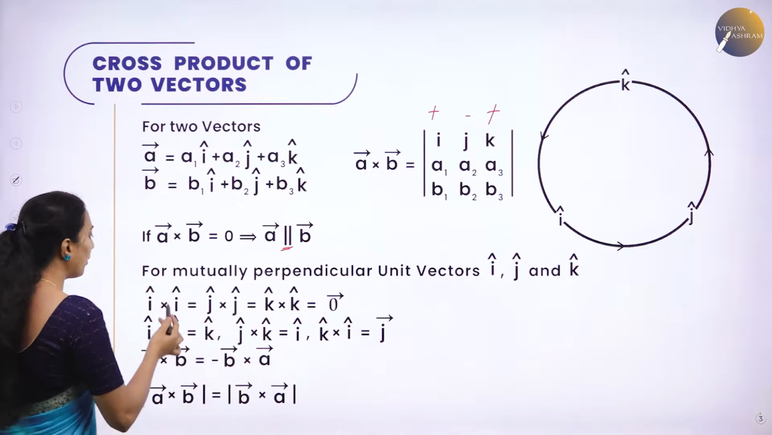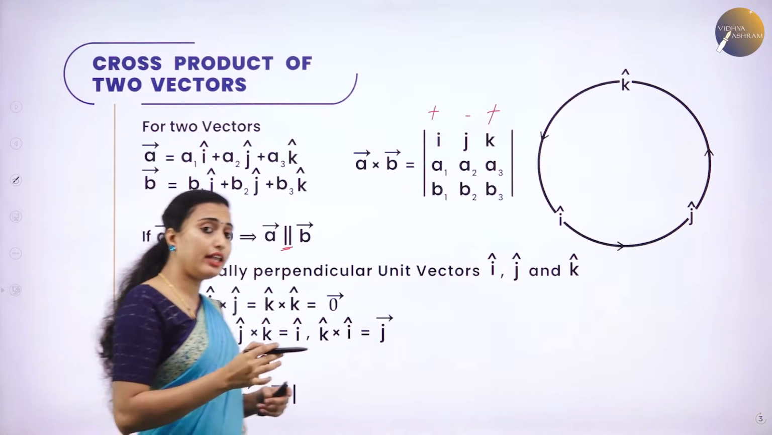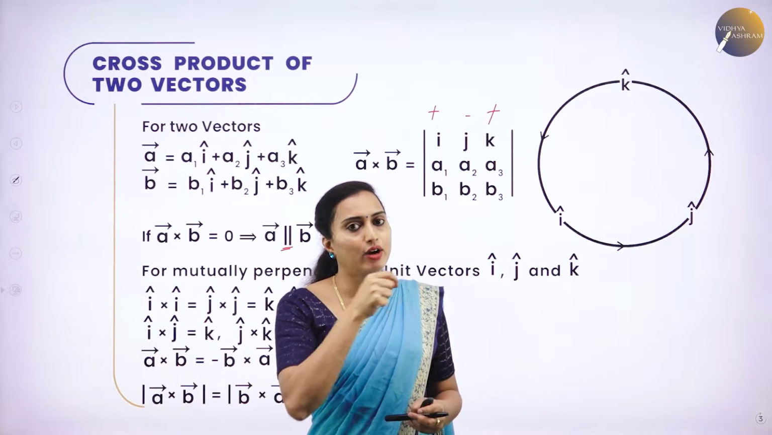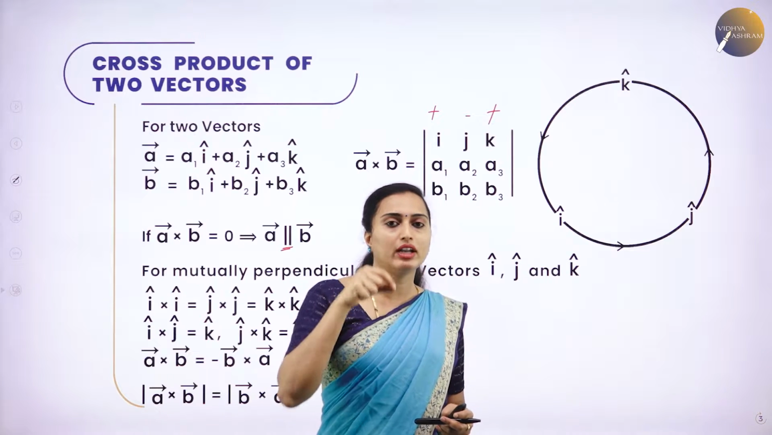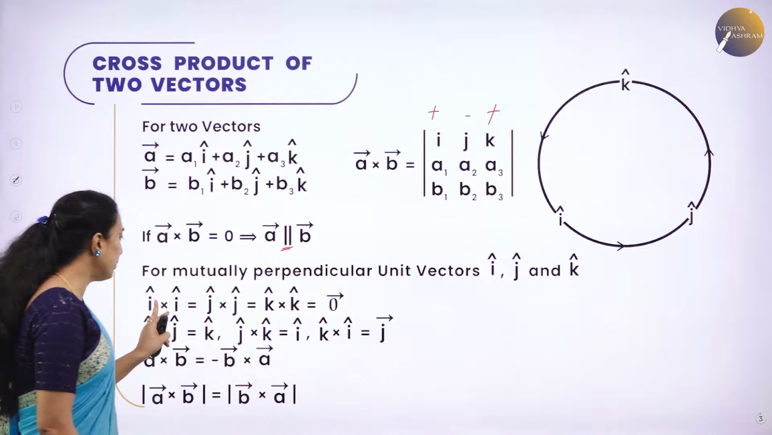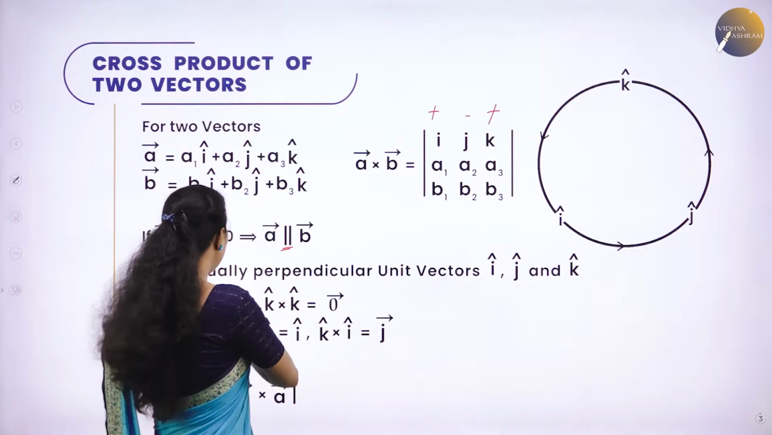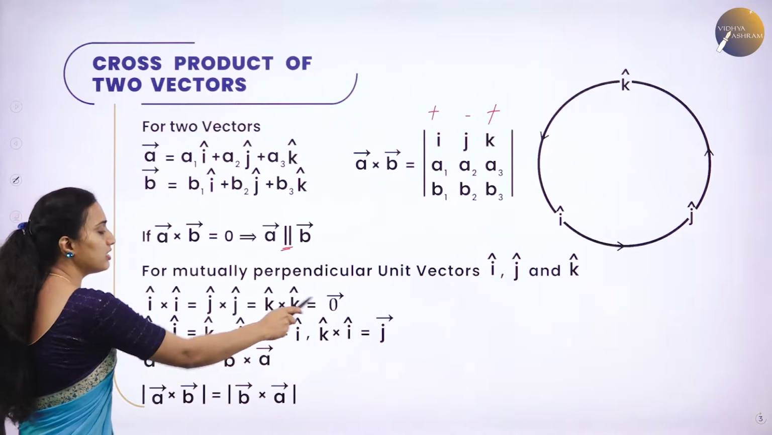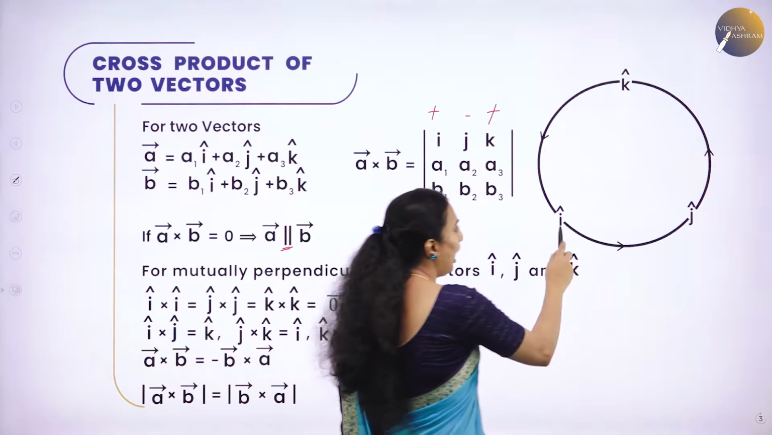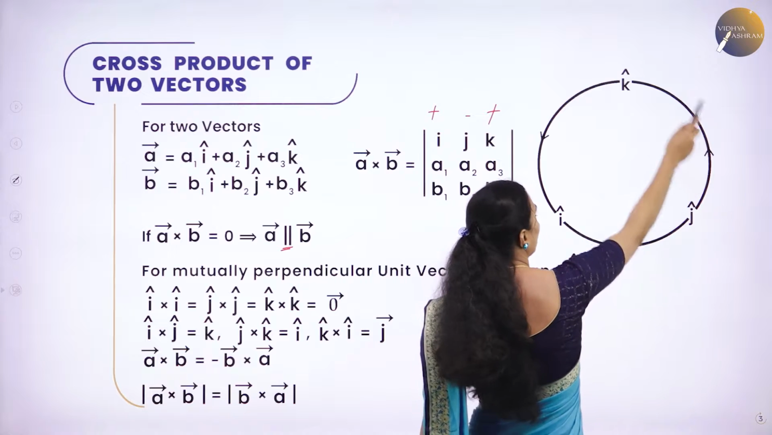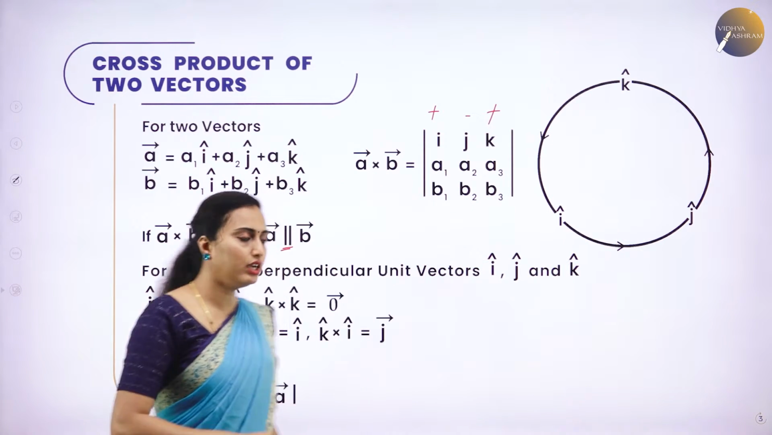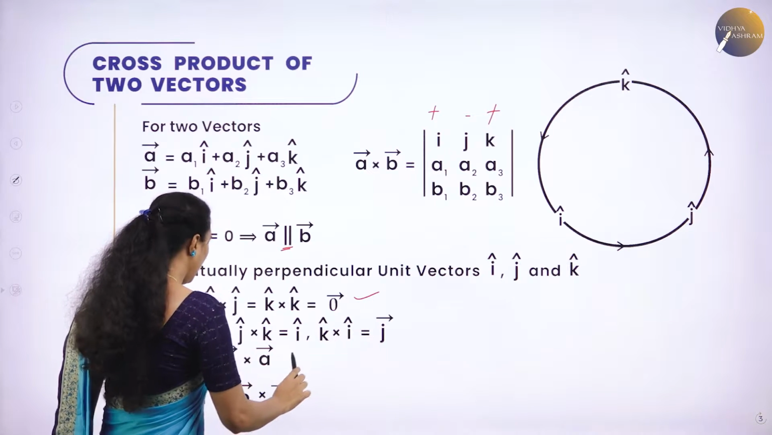Okay. So next you are going to have i dot i, j dot j, k dot k equal to 1. Similarly, i dot j, j dot k, k dot i will be equal to 0. But here it is opposite. You are going to have i cross i, j cross j, k cross k equal to what? 0 vector. But i cross j, j cross k, k cross i will be equal to 1 always. Understood? So this is also very important.